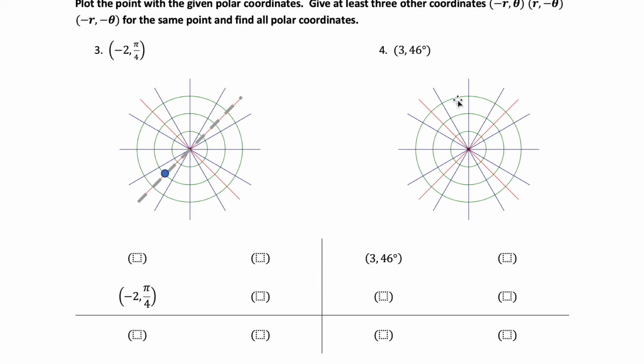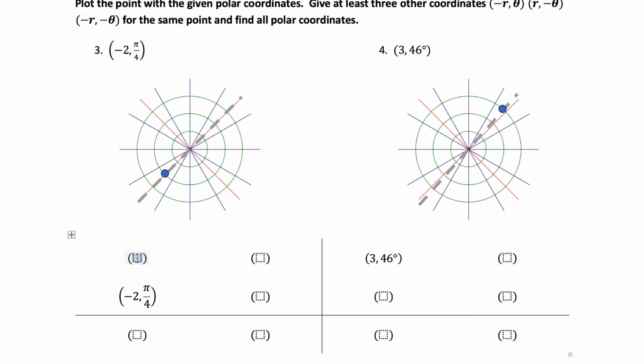I'm just going to plot this one first because it's easier for me to plot them before I do all this other typing stuff. So here I'm going to find 4 pi over 6. So it's just a little bit past this middle line here, right there we'll say. And then I'm going positive 3 in that direction. 1, 2, 3, boom, there we go. So now let's go about trying to figure this stuff out.